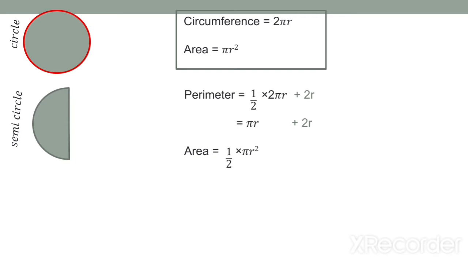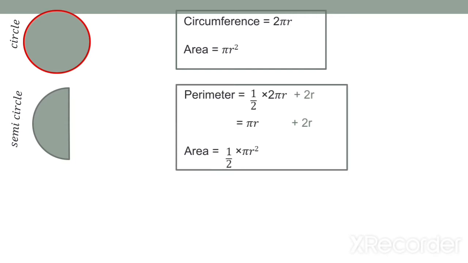Then when you find the perimeter, sometimes when you get the formula half into 2 pi r, you can simplify those two and you can have an answer like pi r. So you will have only the answer arc, that means the length of the arc only. So if you need, then you can add another 2 radii like r plus r.